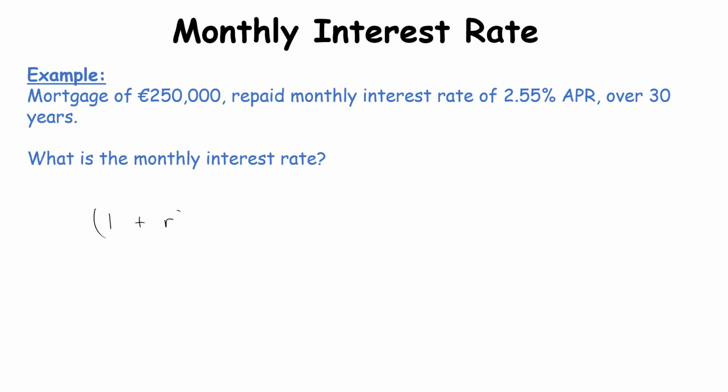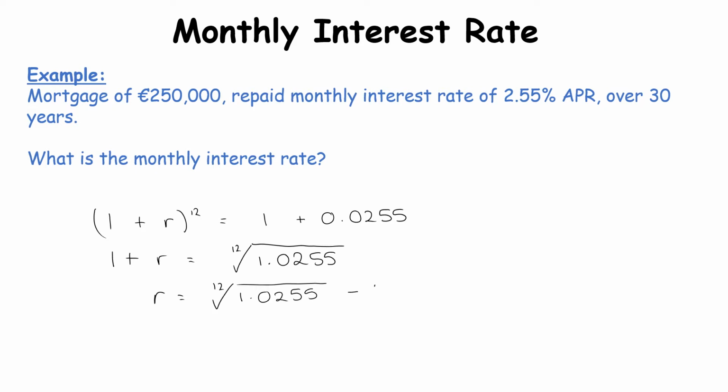So what we do is we have 1 plus the monthly rate to the power of 12. Whatever I invest at that monthly rate for 12 months should be the same as using the annual interest rate for 1 year. So remember, the opposite of power of 12 is the 12th root, and working backwards, I like to leave it in the root form as long as possible rather than decimal, and this works out as 0.210056%. Remember, multiply by 100 to get back to percent.